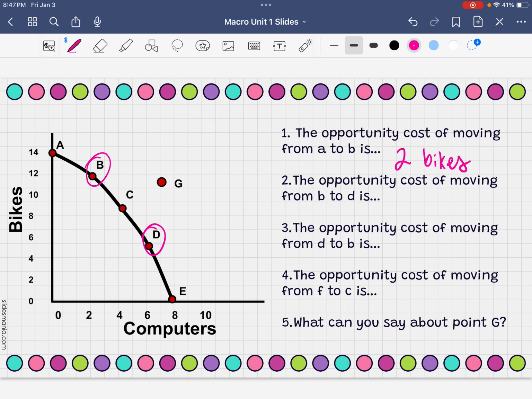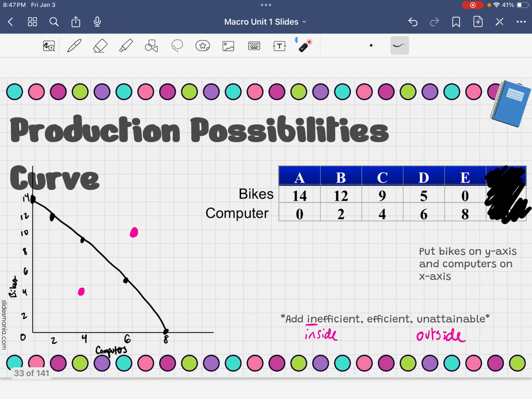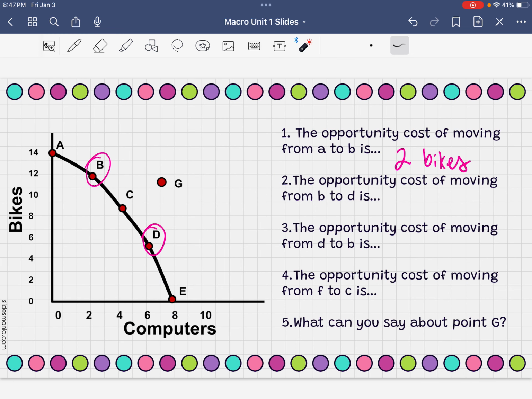So at point B, we are making, I believe, 12 bikes and 2 computers, and at D, we're making 5 bikes and 6 computers. If you weren't sure, you could always just go back and look at the chart. So when I move from B to D, I'm going to go down this way, and it looks like I went from 2 to 6. So I added 4 computers, but the question is asking me, what did I lose out on? I went from 12 at B down to 5 at D, and so I lost 7 bikes. So 7 bikes is my opportunity cost.